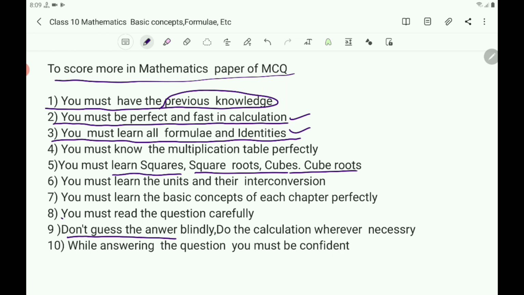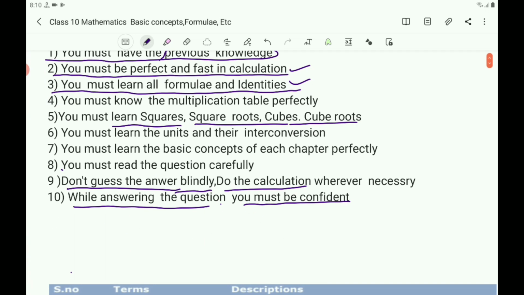Then don't guess the answer blindly. You must calculate wherever necessary to get the answer. While answering the question, you must be confident. Don't get confused. If you follow all these steps, you can get the maximum marks in the multiple choice questions of the mathematics paper. So children, now let us discuss the basic concepts, important formulae and some hints.